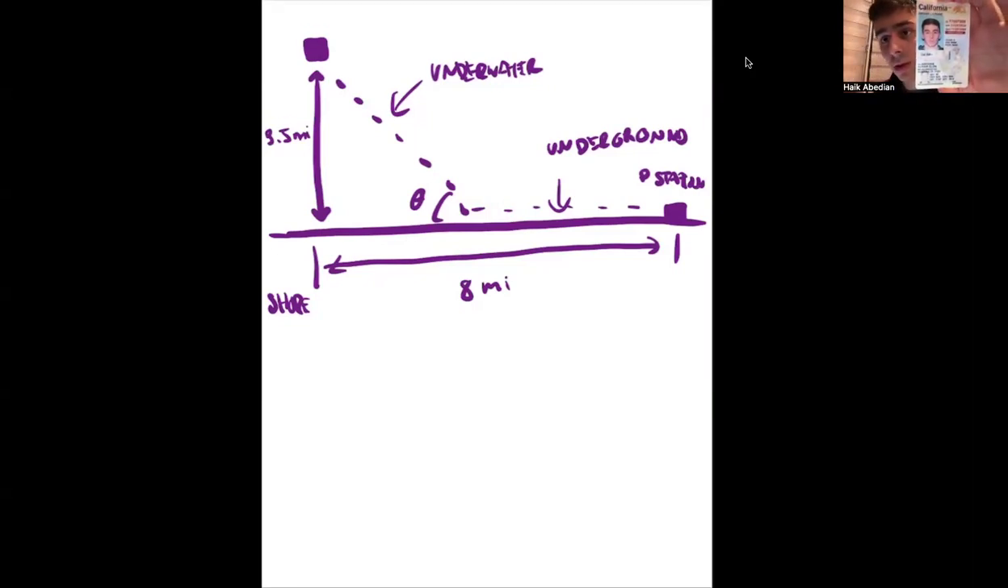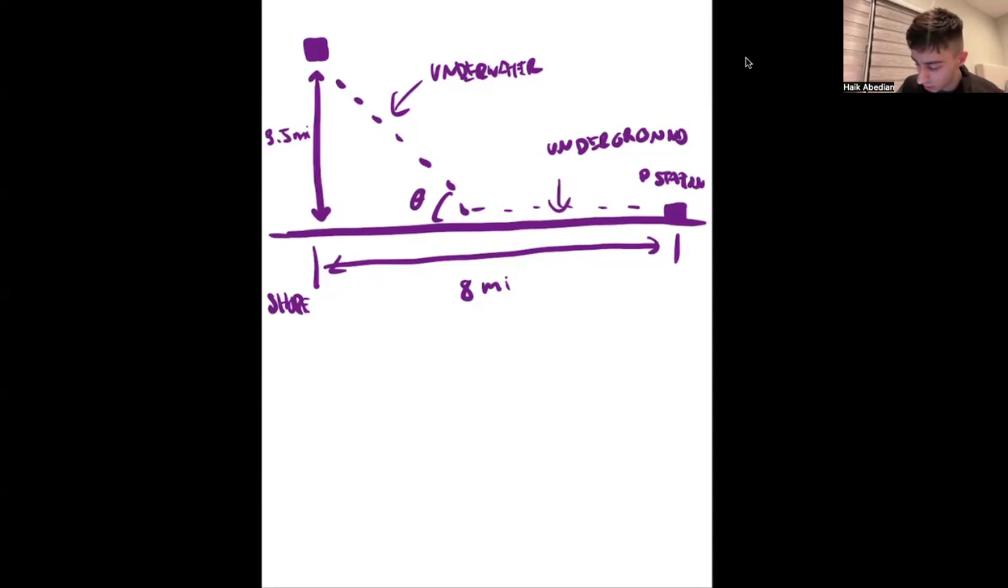So we're given a problem for this video validation. The problem is that we have an island that is 3.5 miles away from the nearest point on a straight shoreline, and this point is 8 miles away from a power station. A utility company wants to lay electrical cable underwater from the island to the shore and then underground along the shore to the power station. And we're given some values here.